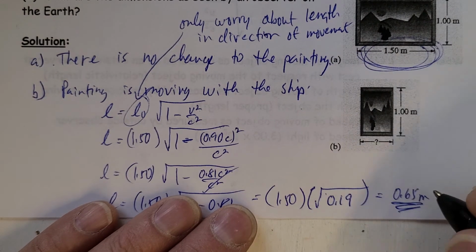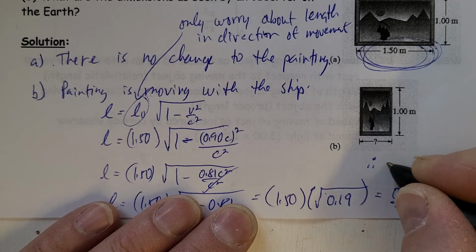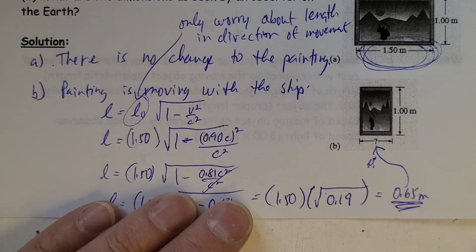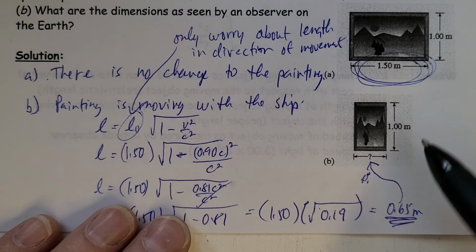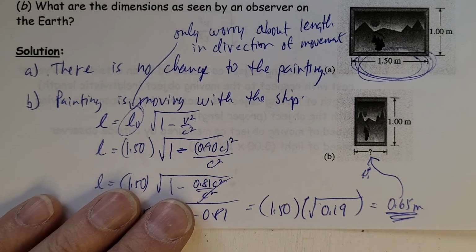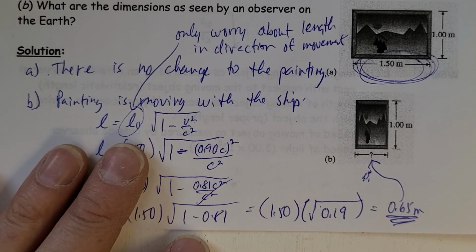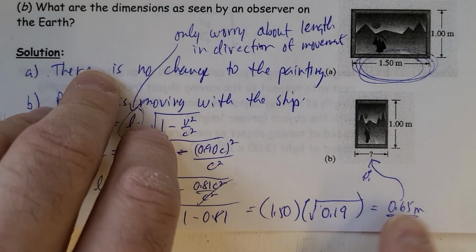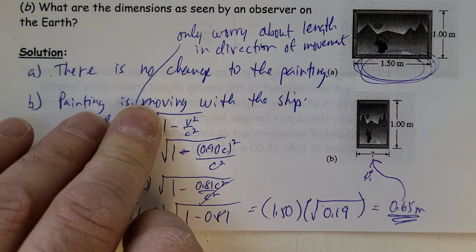So therefore, the painting, there we go, I just put that in here so I have that picture. It's still 1 meter tall, but in the direction of movement, it shrunk. It got skinny. 0.65 meters. So isn't that interesting? To someone on the ship, it looks the same, but to someone who's watching it move, it has shrunk. All right, we'll leave it there. We'll come back for part 2 in a second.